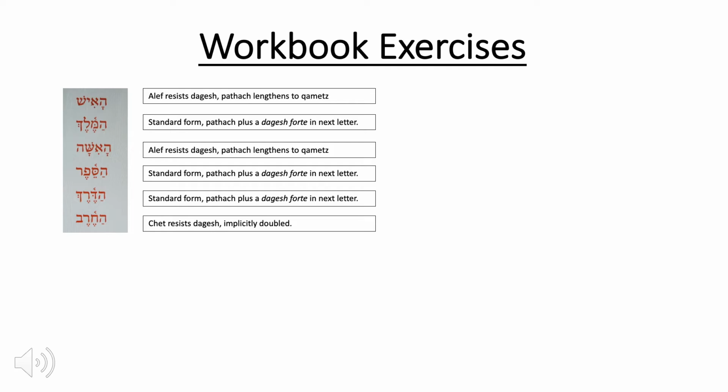This has to do with the development of hey and chet historically versus the development of aleph and ayin. Aleph, ayin, resh will resist the dagesh and cause the previous vowel to lengthen. Chet and hey, for whatever reason, often will not. So implicitly doubled, as though it were, but it's not. All right, let's move on to our next exercises.